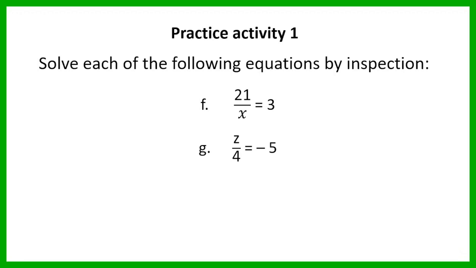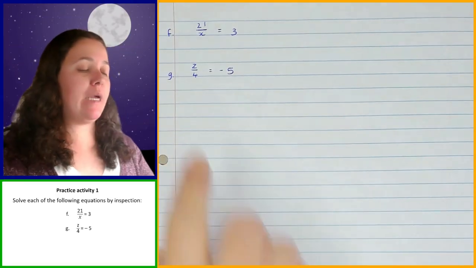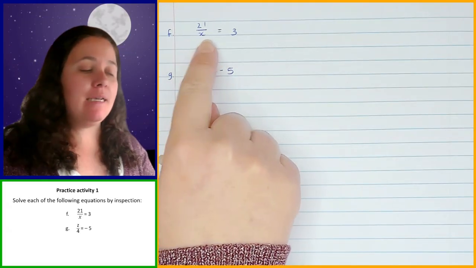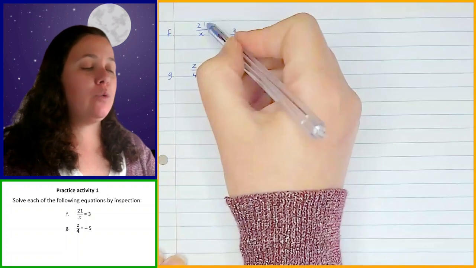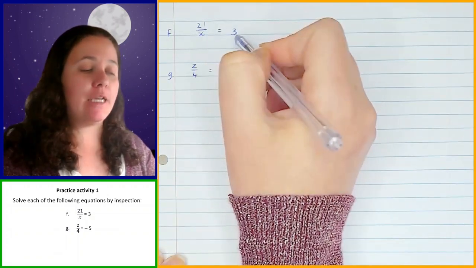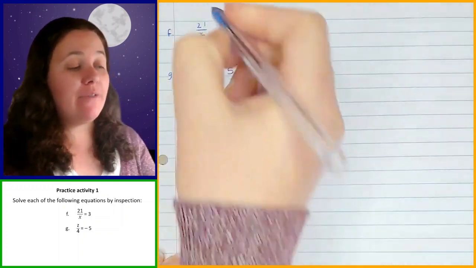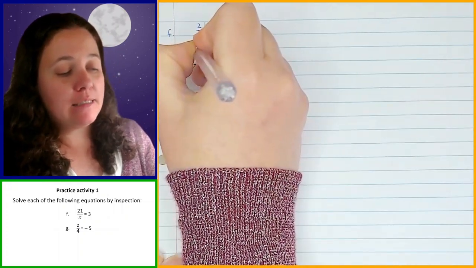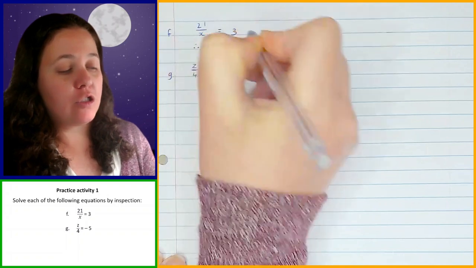Okay, so let's go through those two questions. For the first one, we had 21 divided by x equals 3. So 21 divided by what can give me 3? What do I need to divide 21 by to get 3? I need to divide 21 by 7 to get 3. So therefore, x must be equal to 7.